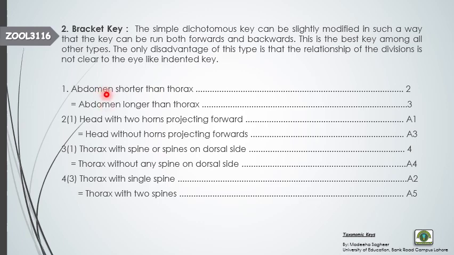Again, suppose we have a specimen that has the abdomen shorter than the thorax. If the specimen has the abdomen shorter than the thorax, then we need to go to couplet number 2. This is couplet number 2. Again we have two choices to choose from.